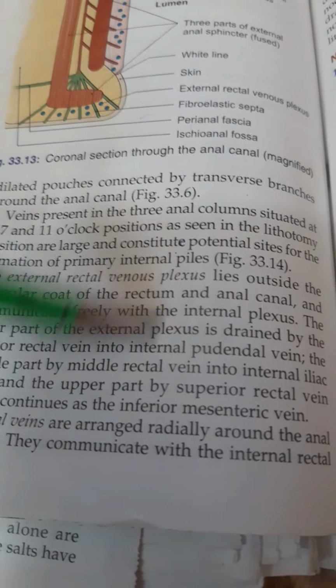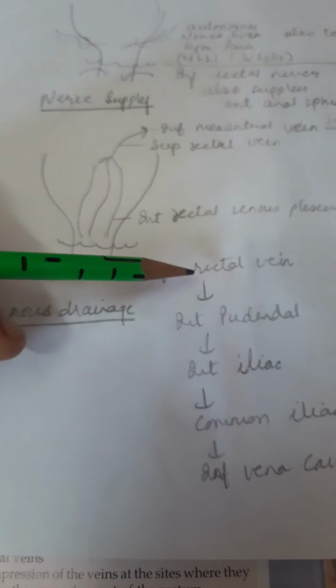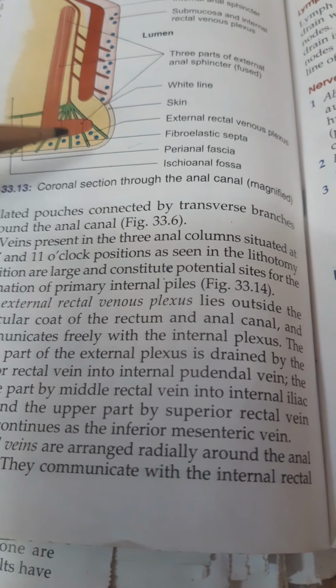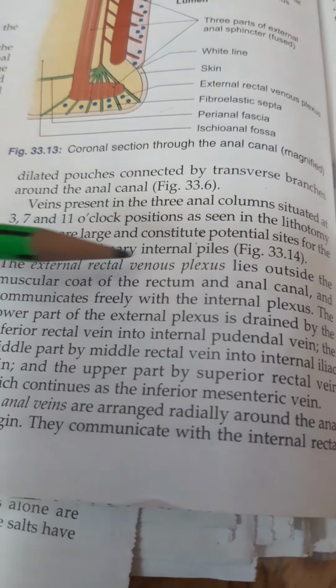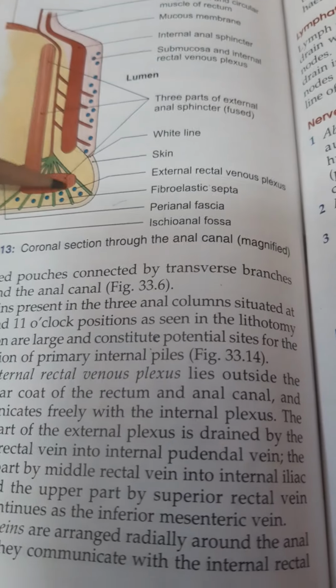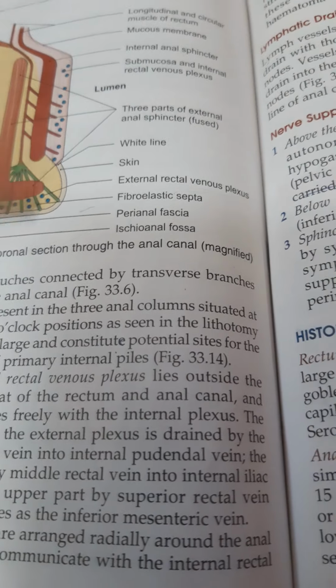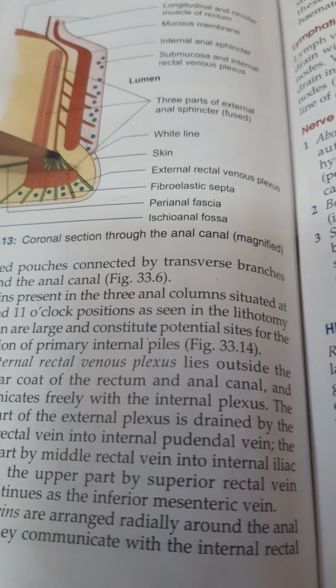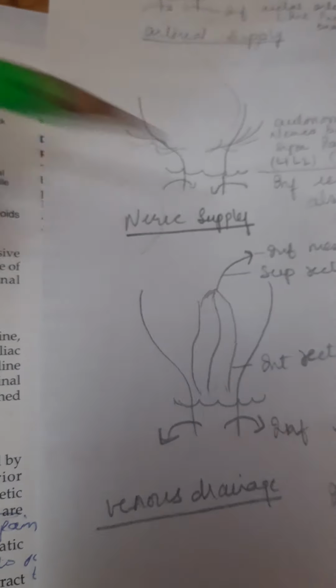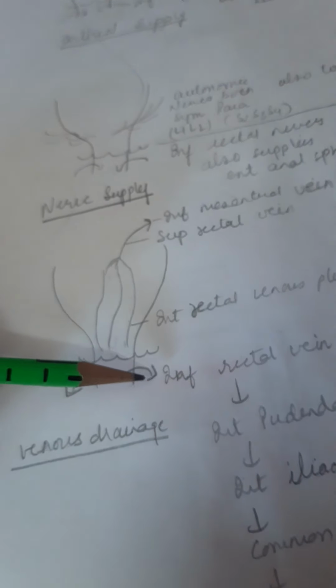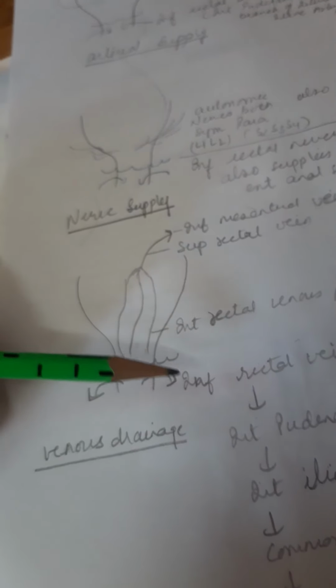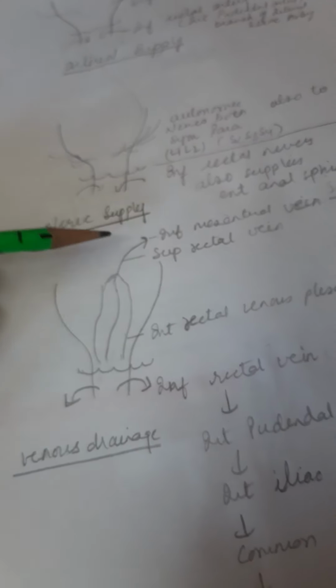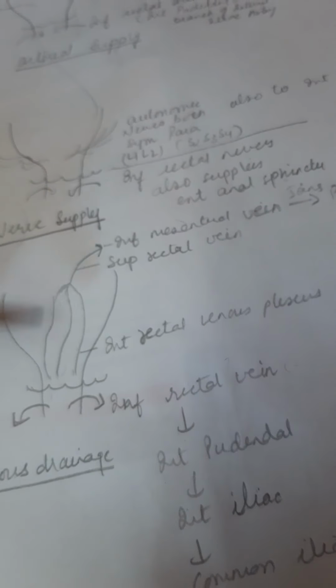You don't have to learn each and everything. The thing I showed you in the diagram, you can learn it like this also. So the external rectal venous plexus is outside the rectum and the anal canal, and both these plexuses communicate with one another. So this is a very good example of portocaval anastomosis, because the upper part drains into the portal system, and then there's a communication between the systemic circulation and the portal circulation, like this.